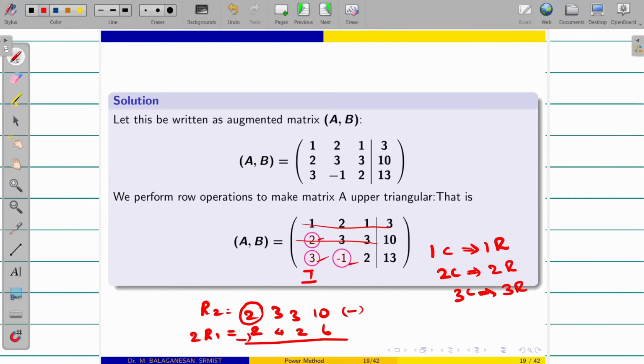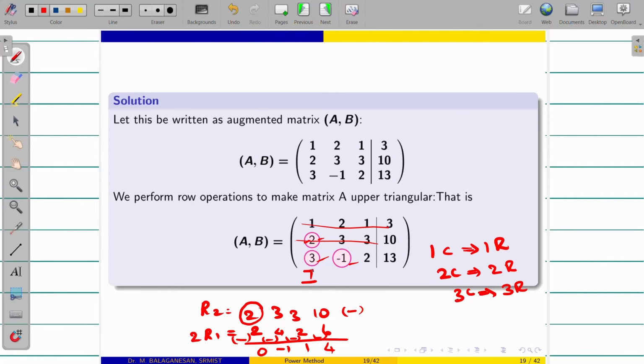Subtraction means minus symbol here, minus symbol here, minus symbol here, this also minus. So what will happen? It will be 0. And here it will be -1. Here it will be 1. Here it will be 10 minus 6, which is 4. So 0, -1, 1, 4. So this element is going to reduce to 0.